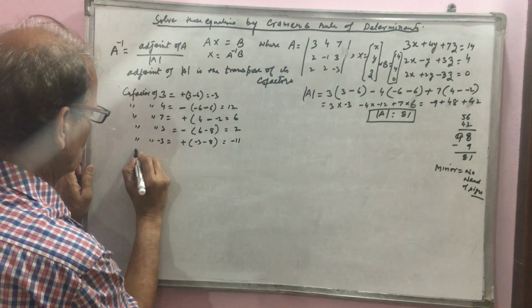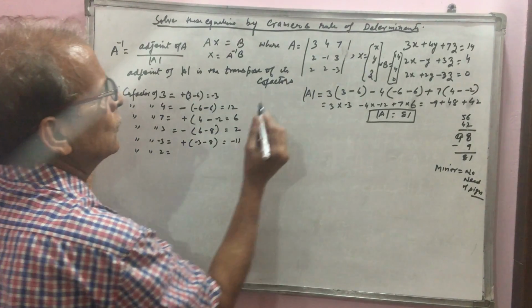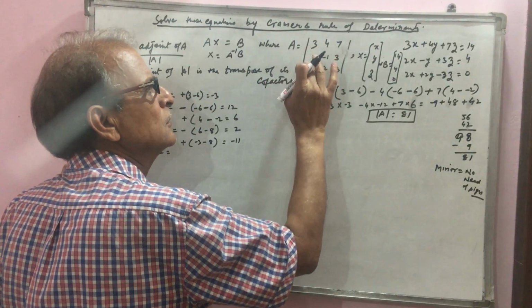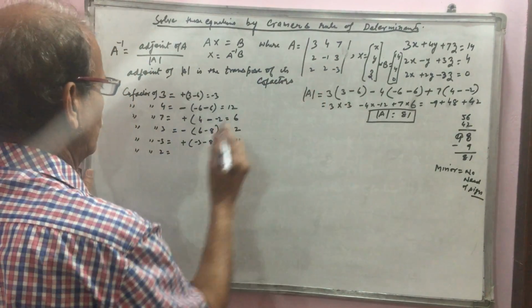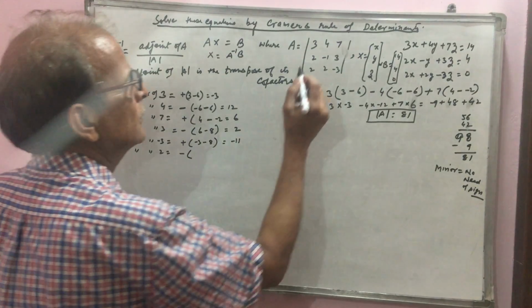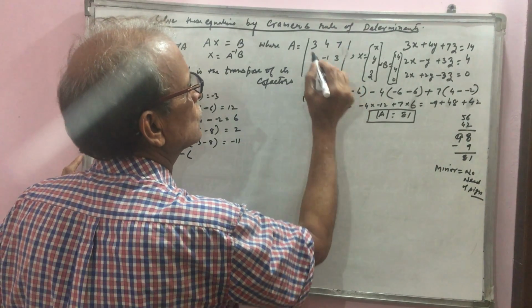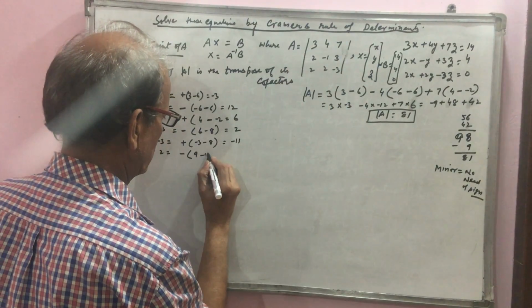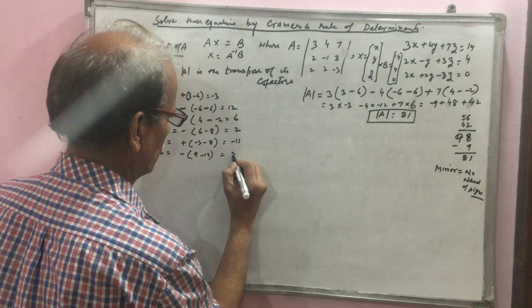Cofactor of this 2. You can count the sign from this side also. Plus, minus, plus, minus. So here with this we have to put a negative sign. Read this column, this row. 3 3s are 9. Minus 2 7s are 14. So minus, it is 5.